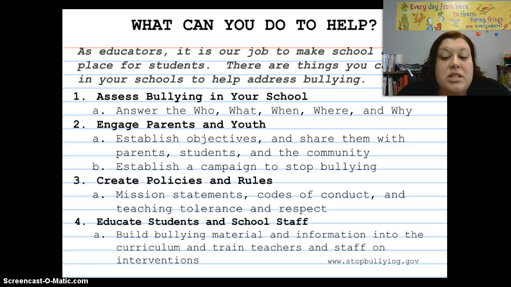And train your teachers and staff on interventions. Train them on the cues to look for when students are being bullied. Train them on verbal cues and responses to give to students when you hear that bullying is going on. Train them on good modeling behaviors that they can set up while they're walking down the hallways and doing different things, so they can help students understand to be tolerant and to be respectful.